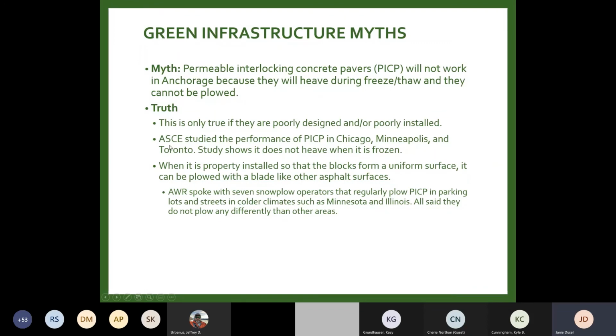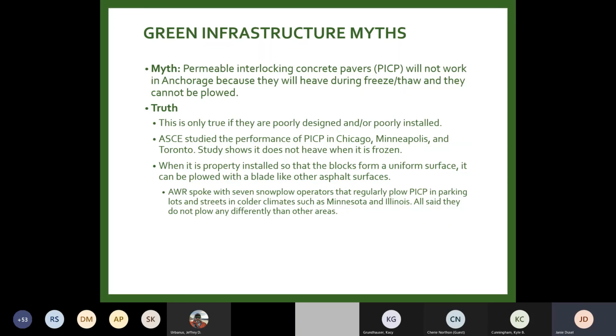So ASCE did a really great study of the performance of PICP in a couple of cold climates, specifically Chicago, Minneapolis, and Toronto. And they presented the results of the study. It's actually discussed in a design manual. ASCE put out a permeable pavements design manual, a design guide. It's a great resource if you're considering utilizing any of those types of surfaces.